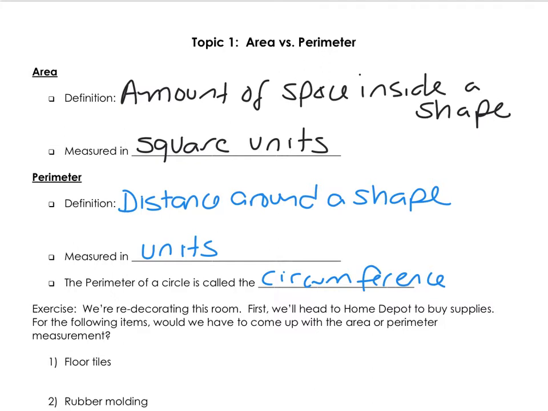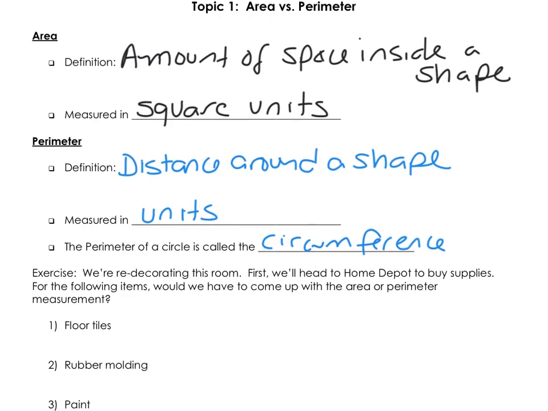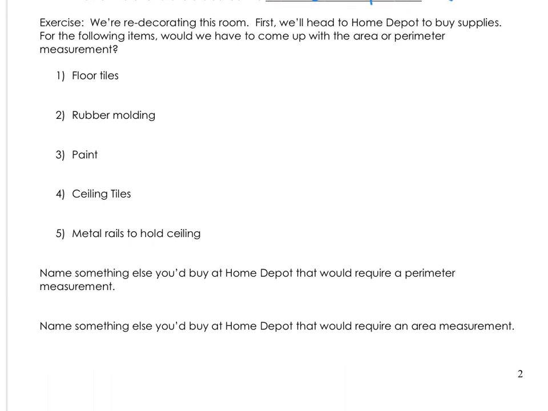So, now, I'm not sure if you guys are going to be in the auditorium or what, but I do want to talk about, let's pretend that we're redecorating the classroom, room 210. So first we have to head up to Home Depot to buy supplies. For the following items, would we have to come up with the area or perimeter measurements? So if we wanted to buy new floor tiles, the square floor tiles that pretty much every classroom in the school is covered with, would we have to come up with the area of the floor or the perimeter of the floor? So think about it. And hopefully you're thinking, oh, we'd have to come up with the area of the floor.